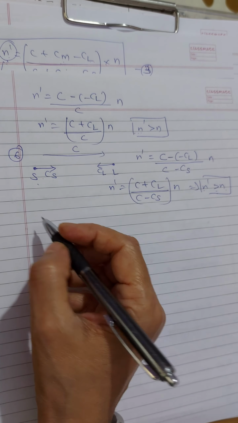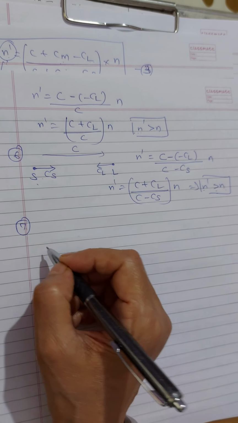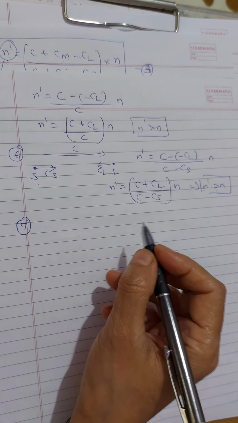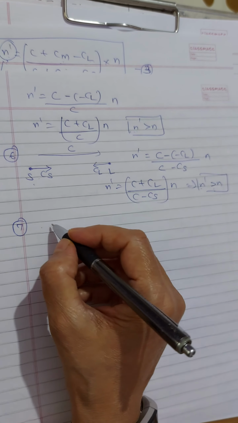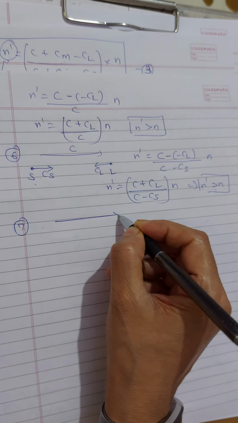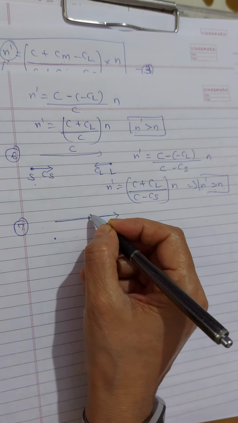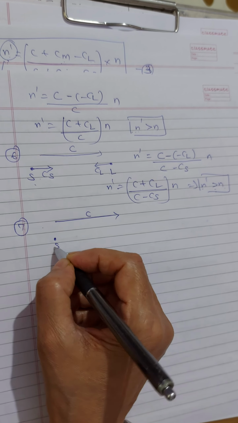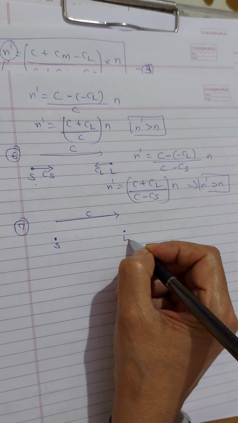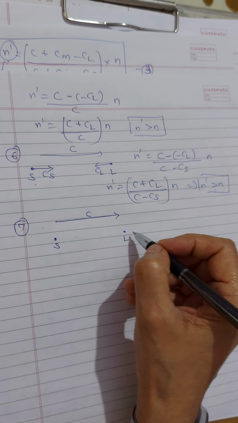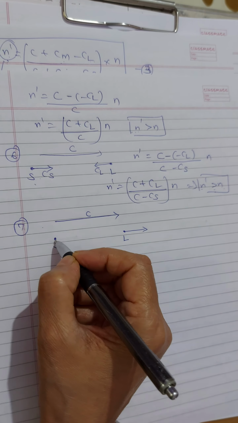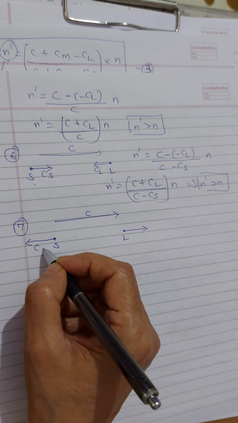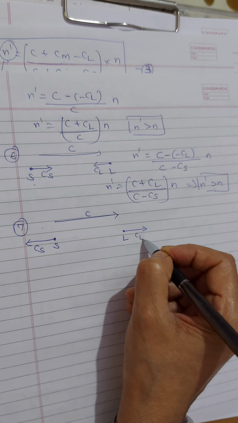Okay. Then the case number 7. The source and listener are moving away from each other, exactly opposite of this. Okay, moving away from each other. So this is my C, obviously, don't forget that. This is my source, this is my listener. So both away from each other means this arrow is here as usual, but this arrow has changed. Okay, so this is my CS, this is my CL.